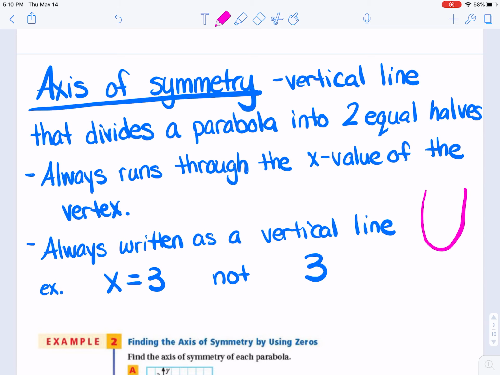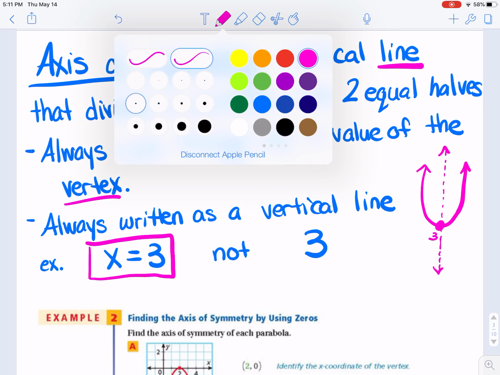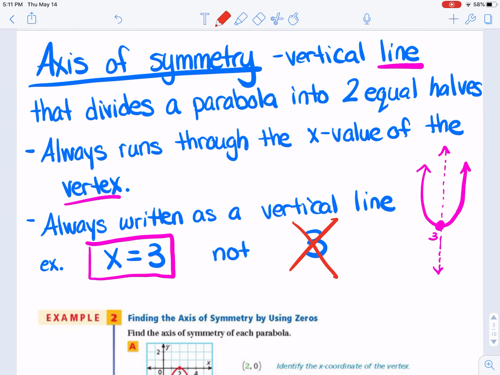So what it would look like in a picture, and it's usually invisible, is a dotted line that comes down the middle. Very important. It goes through the vertex. Always goes through the vertex. It has to go through the vertex. And also, the axis of symmetry is a vertical line. Therefore, it is written as a line. So, for example, if it was at 3, my axis of symmetry, I would write it as x equals 3. If you write just plain old 3, you're going to get it marked wrong.